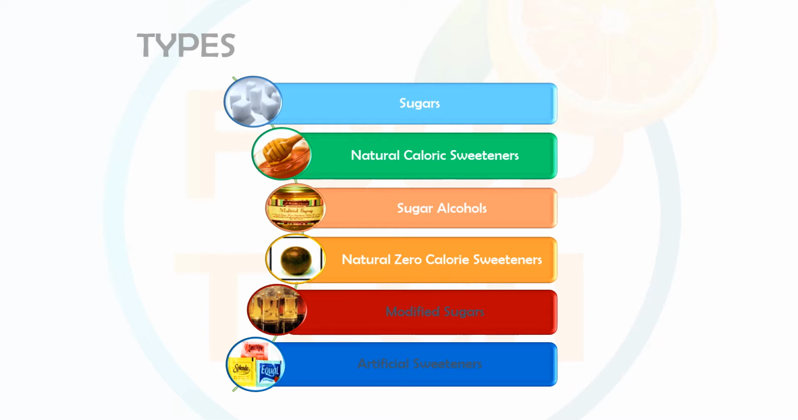Moving forward, you can see the types of sweeteners. These are sugars, natural caloric sweeteners, sugar alcohols, natural zero calorie sweeteners, modified sugars, and artificial sweeteners. So these are the types of sweeteners used in food industry or food.